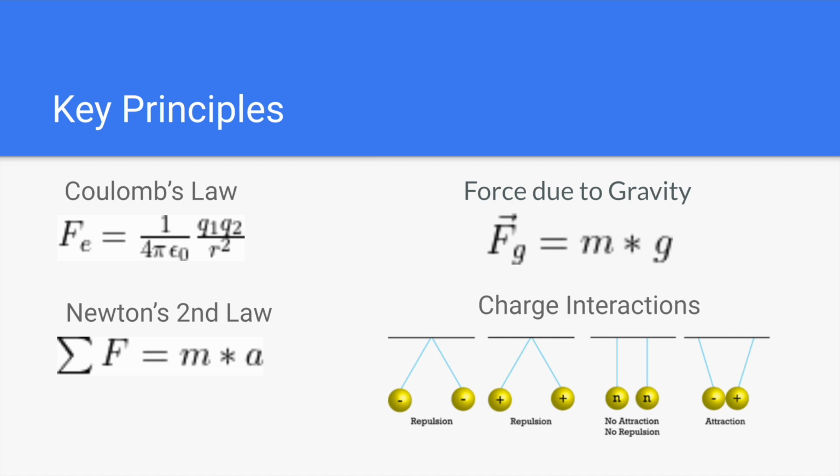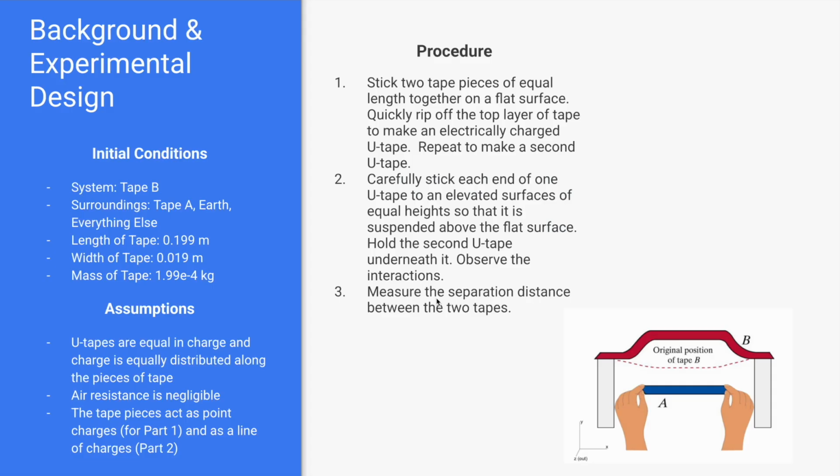And when a system is in static equilibrium, like the tapes in this case, the net force is equal to 0. And then we also need to understand charge interactions. So like charges will repel and opposite charges will attract.